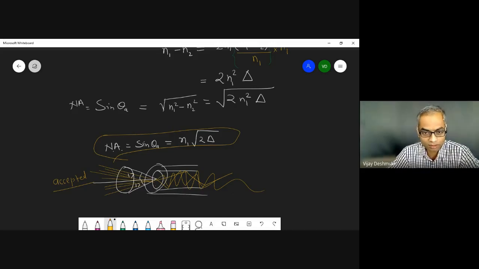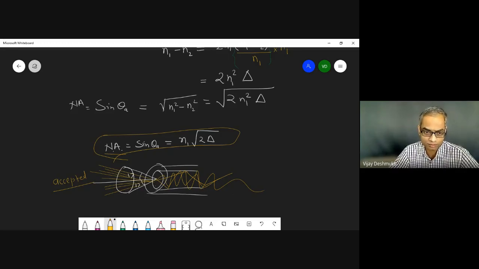Now this aperture, aperture means it's a kind of hole, okay? We have made a hole, kind of. So that aperture is called the numerical aperture. Now why numerical? Because this is just a number. It doesn't have any unit. So it is just a number. Okay.